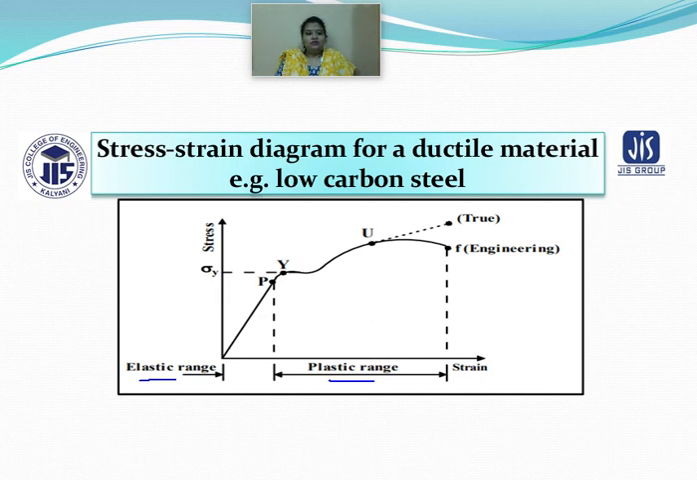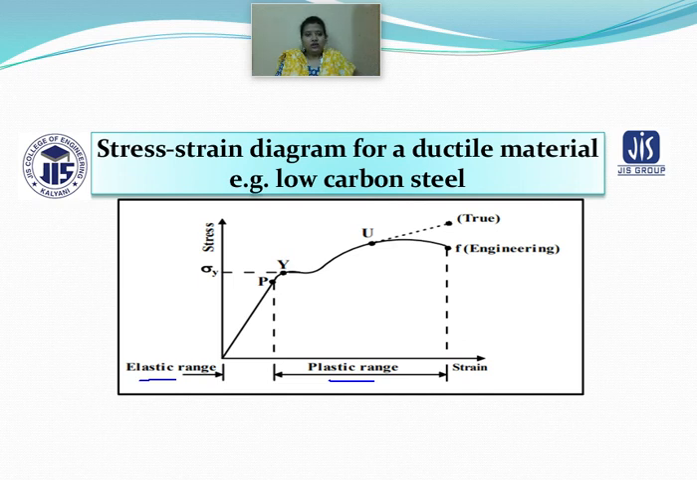That means, within the elastic range, if you apply any sort of load to that particular object, deformation occurs, but the deformation is not permanent. That means, after applying the load, if you remove that load, it will obviously regain its original position.